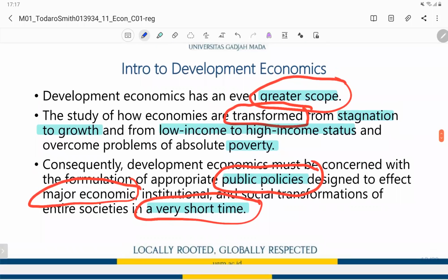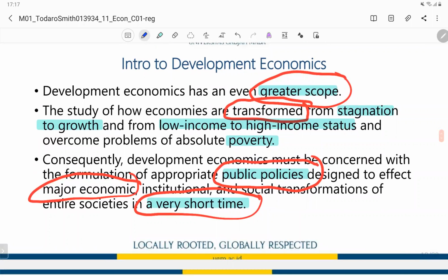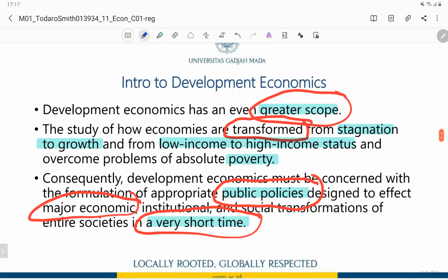Other questions? If you are curious, for example, about the assignment or anything else, you can ask. It doesn't have to be the material.